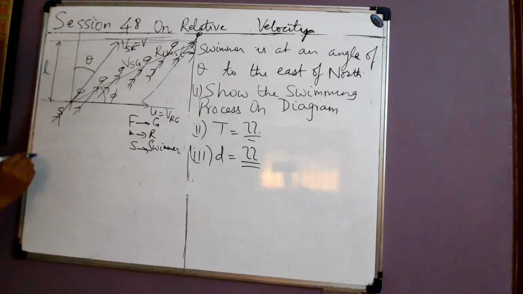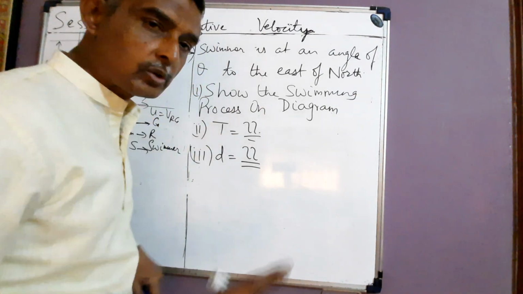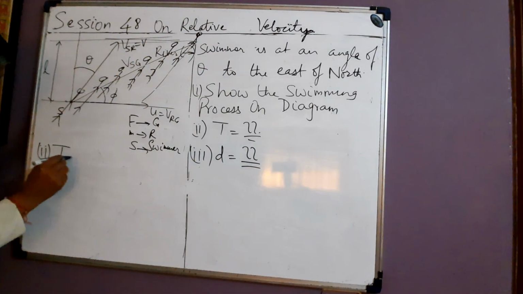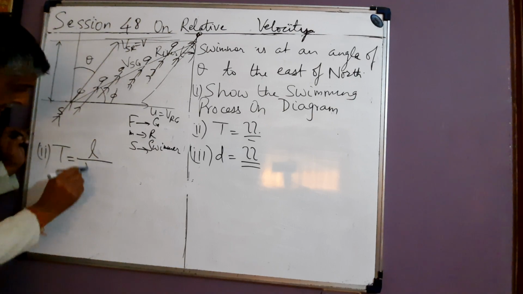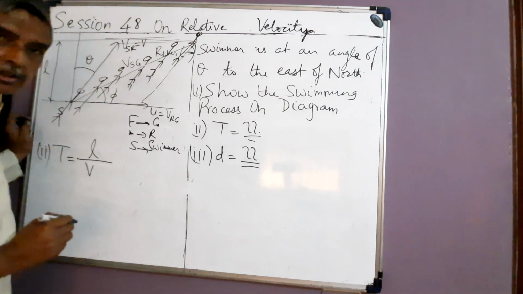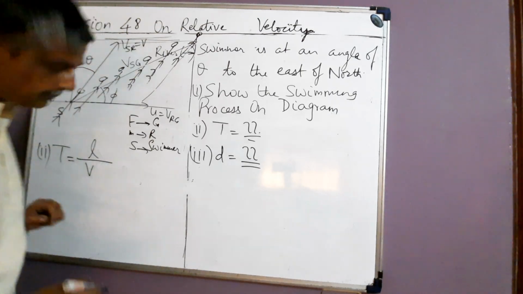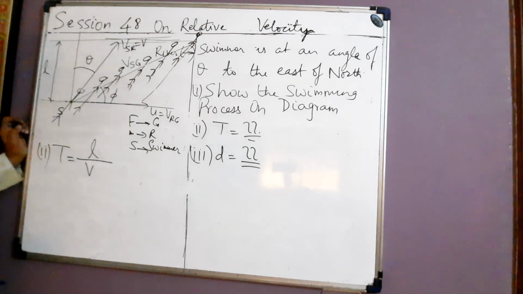Now second, what we have been told to do: find the time taken by the swimmer to cross the river. As discussed in the previous video, the 47th video, the time taken by the swimmer to cross the river can be found by one formula: width of the river divided by the component of VSR normal to the river flow direction. As discussed in the 47th video, this has to be taken as a standard result. So the component of VSR normal to the river flow direction. Alright.